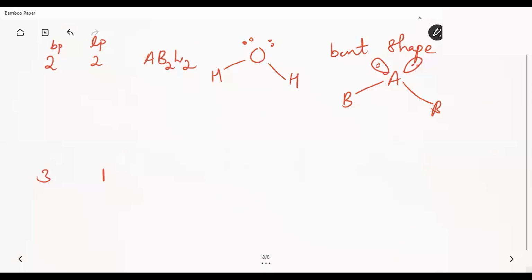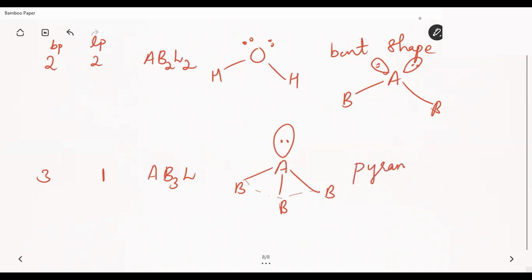Moving to the next one, 3 and 1. That is 3 bond pairs, 1 lone pair, that is AB3L. Let us draw the structure. A here, B here, one B here, one B here, and the lone pair is sitting here. We are expecting a tetrahedral structure because in total there are 4. But actually we are not considering the lone pair. So you get something like a pyramid. We are getting a pyramidal shape.